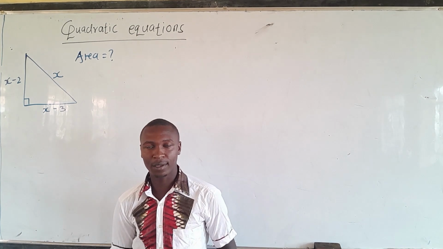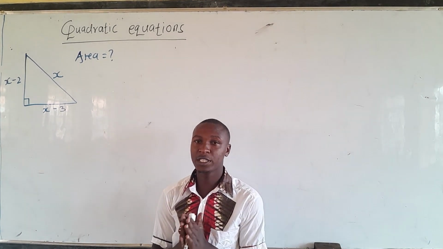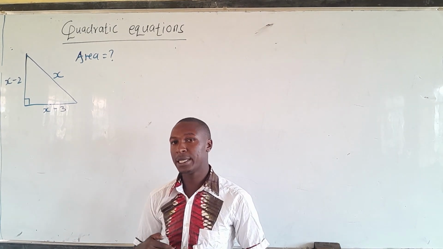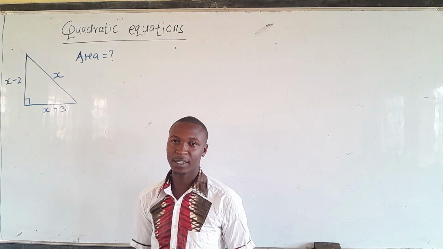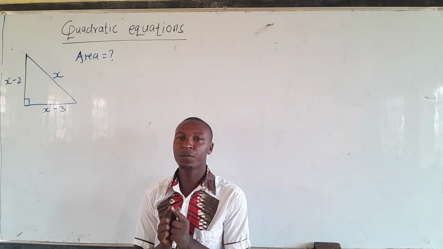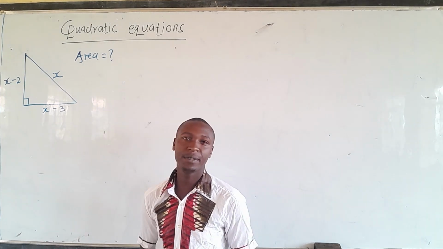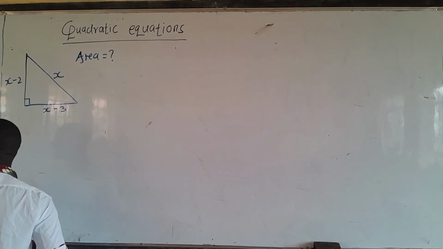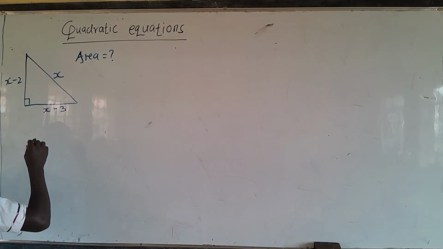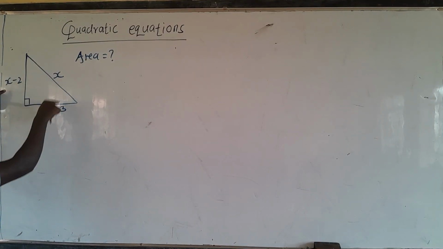Now we know one thing. For us to be able to find the area of this triangle, which is going to be, of course, a half base times height, we must find the value of x first. The moment we get the value of x, then we can go ahead and find the area of the triangle.